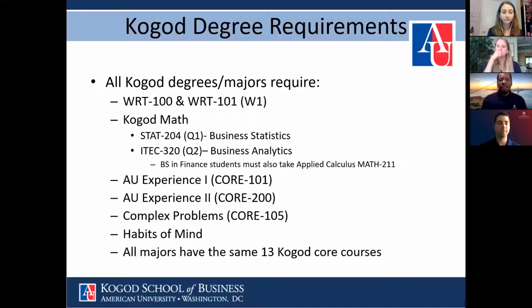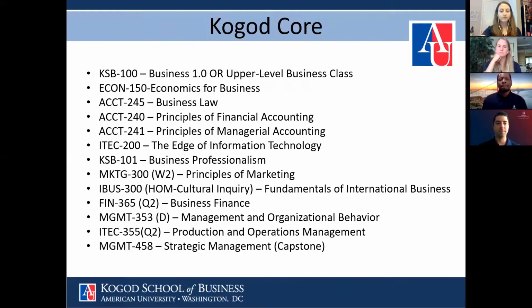There's AU Experience 1, AU Core 101, and AU Experience 2, Core 200. There's Complex Problems, Core 105. Habits of Mind courses, which are classes which typically fall under our general education umbrella, and we'll look a little bit closer in the next few slides. And all majors have the same 13 Kogod core courses, as we'll look at in the next slide as well.